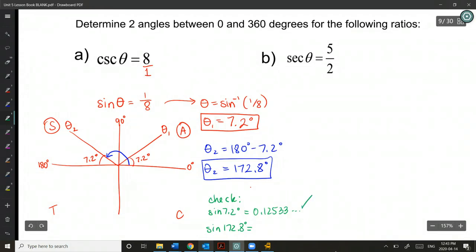0.12533 and so on. So that's close enough for me. And it's positive. That's also an important piece of the puzzle. If I find the angle in the wrong quadrant, it will still give me the same ratio, but it will be negative. Okay, so just due to rounding, that's slightly off a little bit, but I think those are close enough for me to say that we've gotten the correct answers.